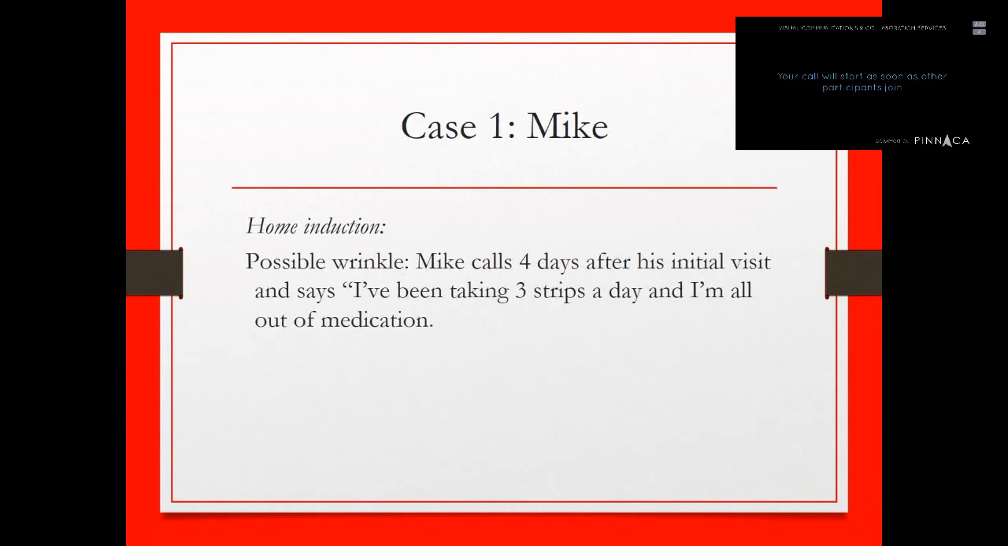A possible wrinkle is that we're expecting to see Mike a week after our initial visit, and he calls 4 days later and says, Doc, I've been taking 3 strips a day. Actually, he probably says, I've been eating 3 strips a day and I'm all out of medicine. So when a patient says to me, I've been eating 3 strips, I kind of impulsively ask, are you eating them or are you using them sublingually? So Mike confirms actually that he's taking them sublingually. He's been taking 12 milligrams a day. He's all out of medication. And so what can you do about this?